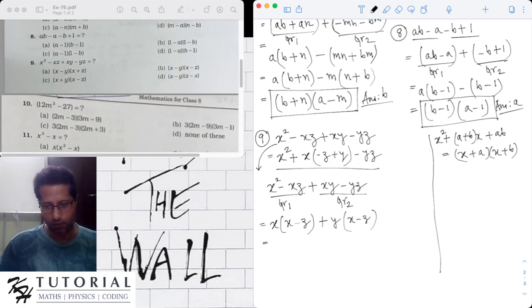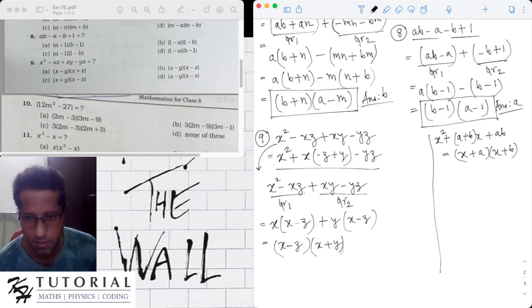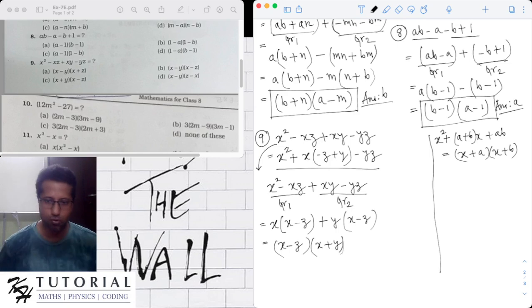So the final factorization will be x minus z multiplied by x plus y. Always remember that when you are applying factorization by forming groups, whatever groups you form, it can be 2 groups, 3 groups, or 4 groups. All the groups must have a common factor. Then only you can do the factorization. So this is the final factorization of the given polynomial, and hence the correct choice will be x minus z, x plus y. So the correct choice is C. C is the correct choice.